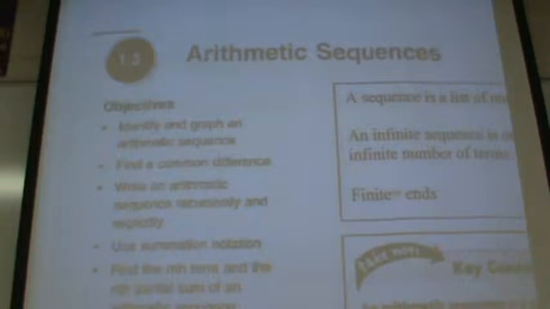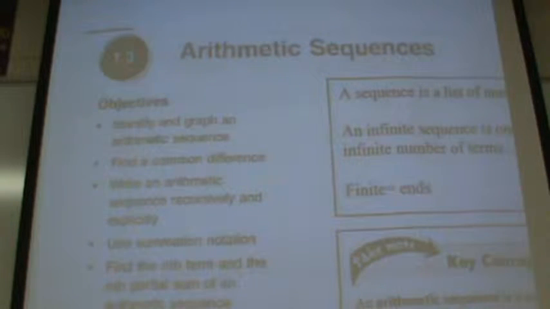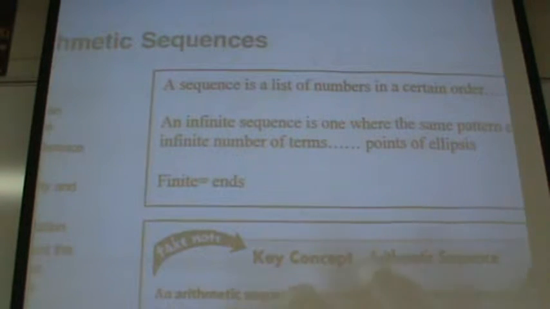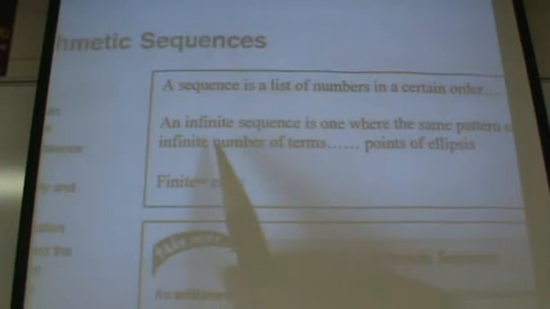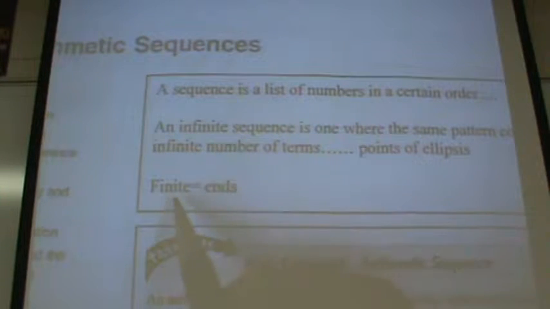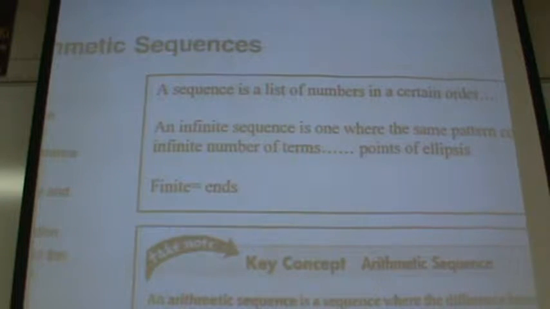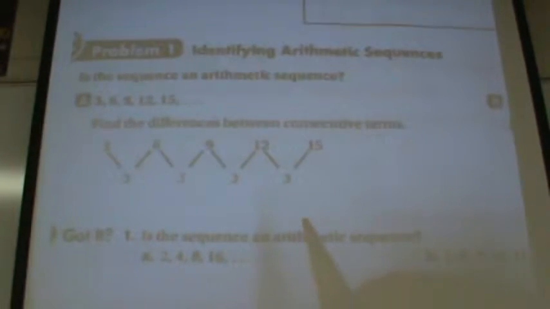Okay, 1.3, arithmetic sequences. We did this on Friday. Briefly, we described what a sequence looks like and whether it's infinite, it goes on, and finite, it ends. We talked about, first of all, can you tell whether a sequence is arithmetic?